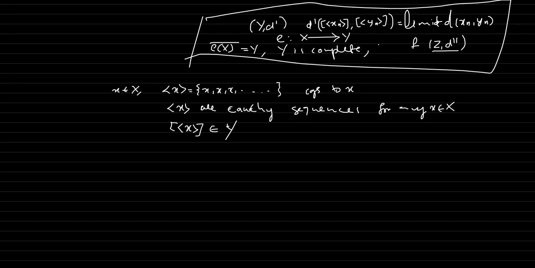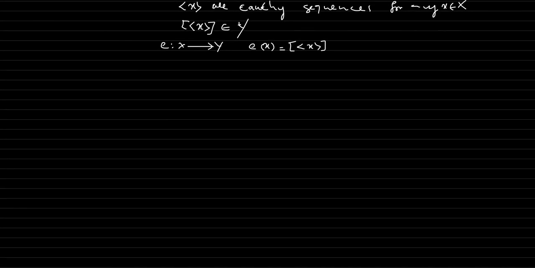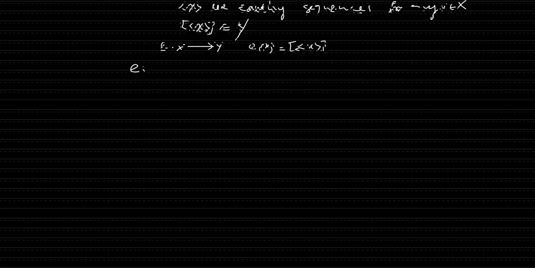Now define E from X to Y by E of x is equal to this class, and it is defined for all x in X. So this is a function from what? X to Y. Next we need to prove this is an isometric embedding. E is an isometric embedding.